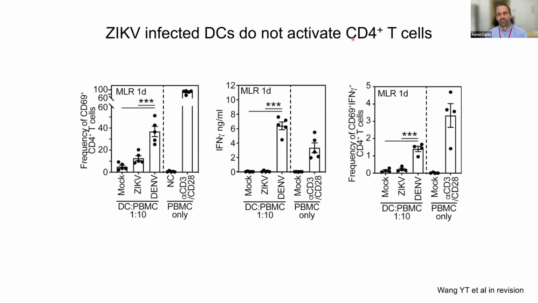As you can see here, for CD4 positive T cells, dengue virus stimulates significant CD69 production on these T cells, whereas Zika virus does not. You see the production of interferon gamma by these cells. You see massive amounts of interferon gamma production by dengue virus infected DCs when they're co-incubated with CD4 positive T cells or with mixed leukocyte reaction.